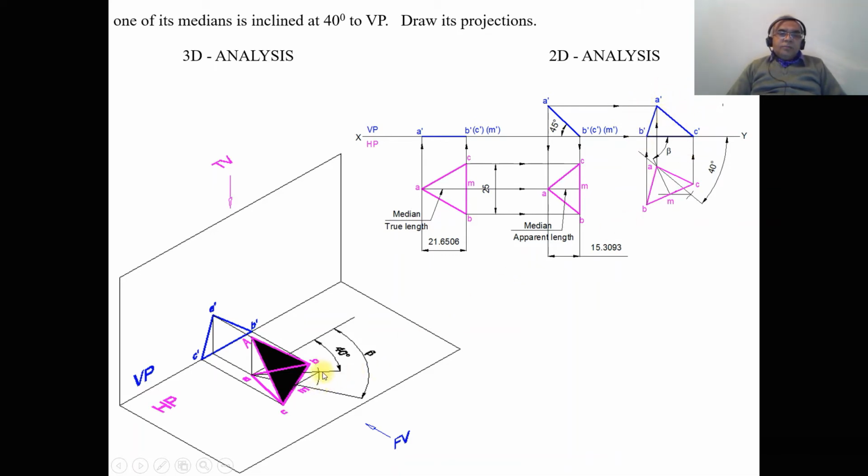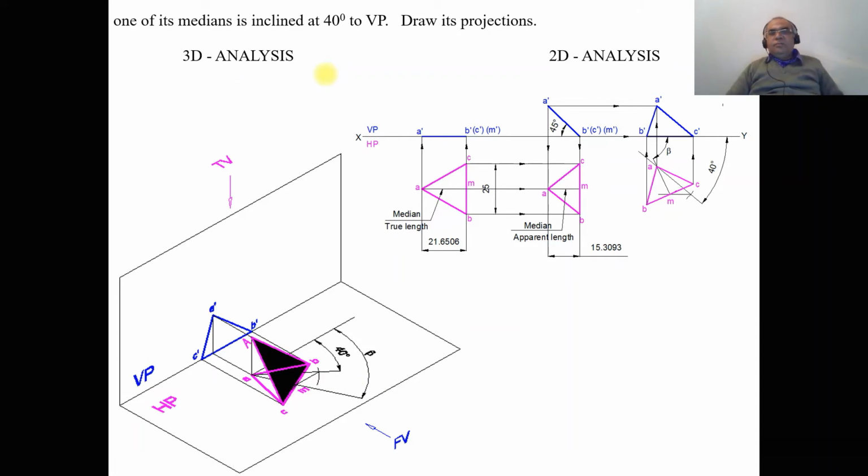So this is how you will be able to get this second position, and this is the third position here, and from A. So this is going to be the median what you will get. So this is going to be the final sketch. So this is how you will be able to analyze in 3D and also in 2 dimensions.